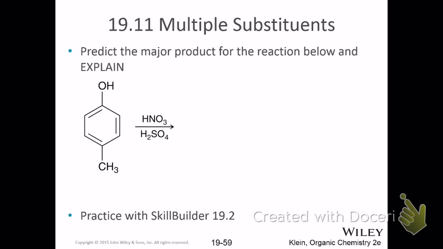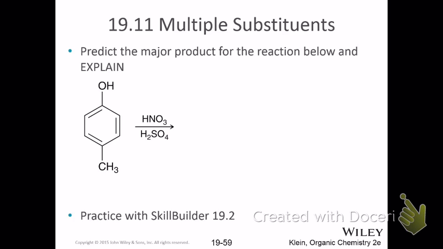So now you have this, right? They're both ortho-para directors, but this position is ortho to the OH, and this position is ortho to the CH3. So the stronger activating substituent will determine where the product goes. Okay? So you end up getting that.